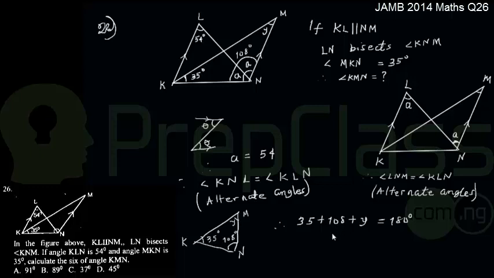So therefore Y will be equal to 180 minus the sum. Now 35 plus 108 would give me 143. So that would be 180 minus 143, and the angle Y would be equal to 37 degrees. But we recall angle Y represents the angle KMN. So therefore angle KMN would be equal to 37 degrees.